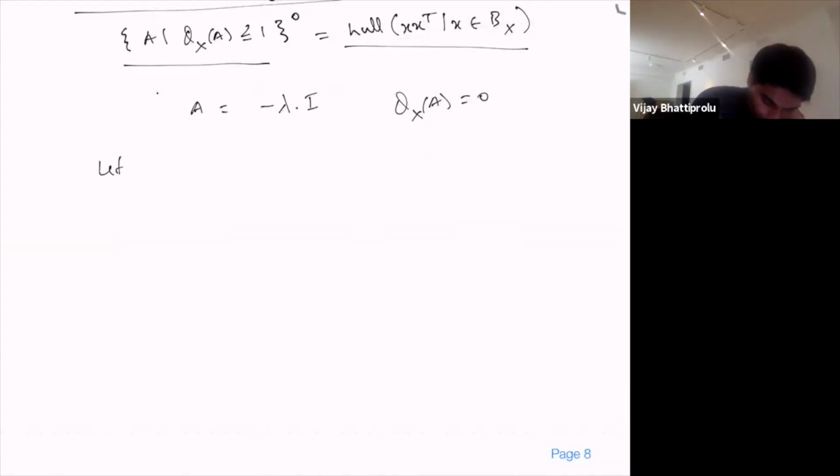So let K be a self-dual cone. The two cones we'll be interested in today, more or less, are the non-negative orthant.